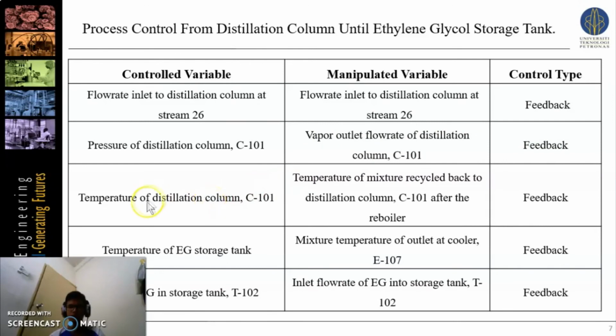Subsequently, the temperature of the distillation column is controlled by manipulating the temperature of the mixture recycled back to distillation column C101 after the reboiler, which is also a feedback control system. Next, moving on to the storage tank section, the temperature of the mixture is controlled by a feedback control system, and for the level of liquid in the storage tank, we also employ a feedback control system in order to measure the accurate liquid level at any particular time in the storage tank.